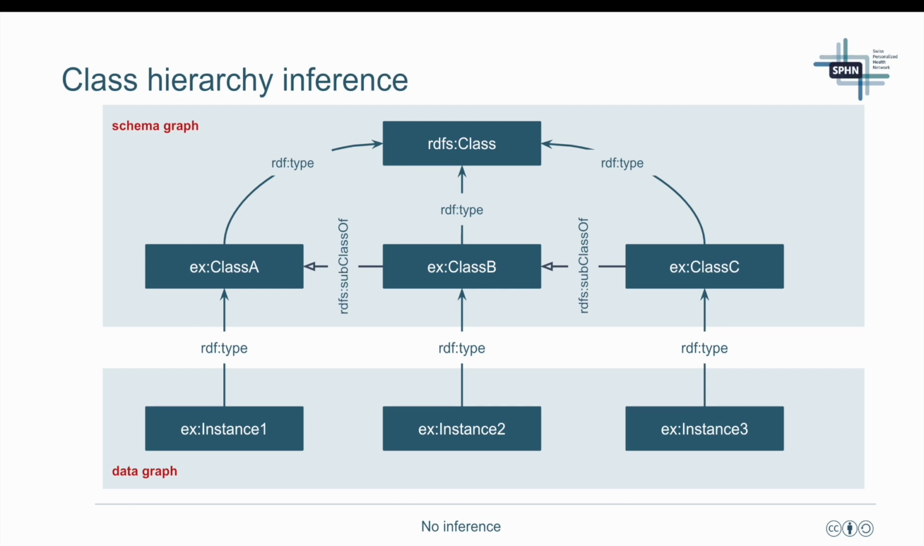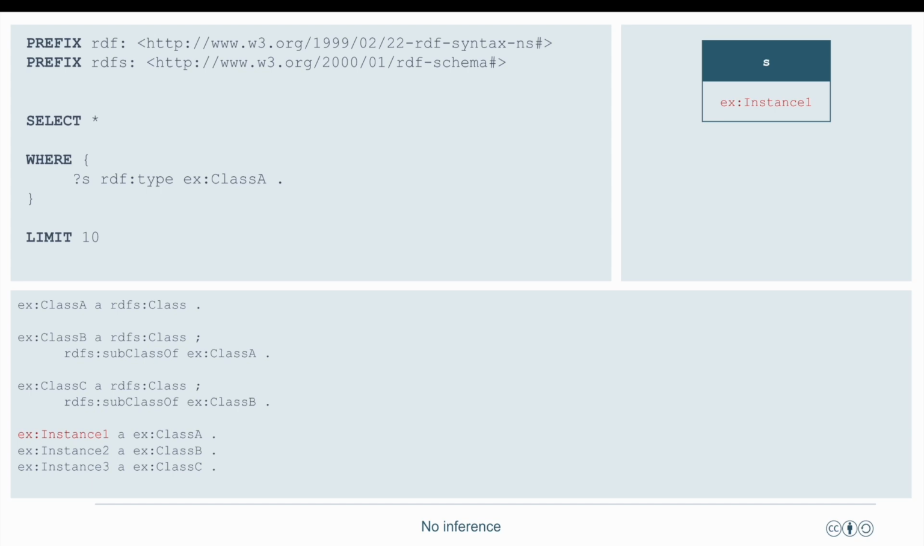Pretty simple so far. If we were to query the data graph to get the instances, we would use the query in the top left, where we're just getting all instances of type class A. And at the bottom we see the data graph as RDF triples. In the absence of inference, the SPARQL query will fetch results where the information is explicit. Here, instance 1 is of type class A and is explicitly defined in the data. Thus, the query would return instance 1 as a result.